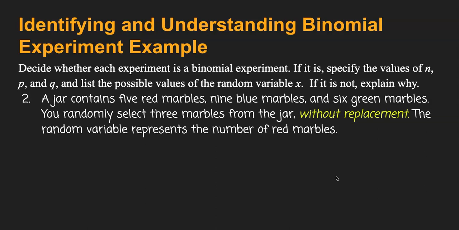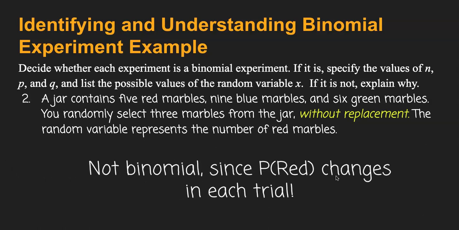Say that you reach in the second time, and let's assume that we got one of the red marbles out. Then we only have 4 left in there out of how many total? 19, right? And 4 out of 19 is not 20%. Notice how the probability of red changes in each trial. Therefore, this is not going to be binomial. Even if you assume that you didn't get the red marble in your first attempt, the second attempt will be 5 out of 19, which is different from 5 out of 20.